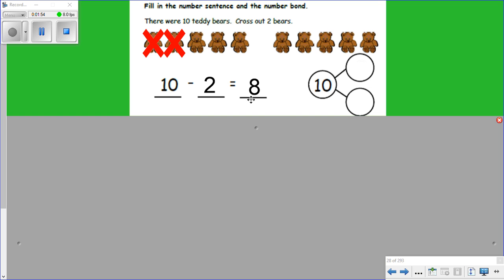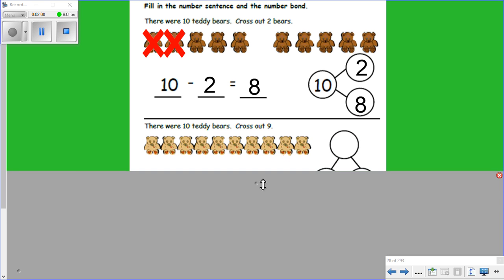And now we use those same numbers for our number bond. 10 is our whole amount. So 2 is how many we crossed out. And 8 is how many are left. Let's take a look at another one.